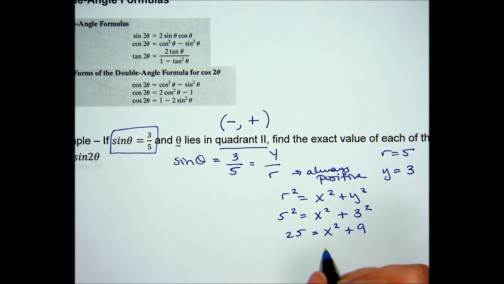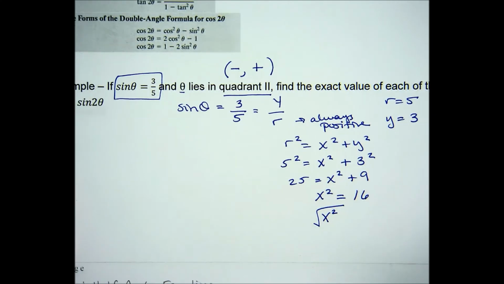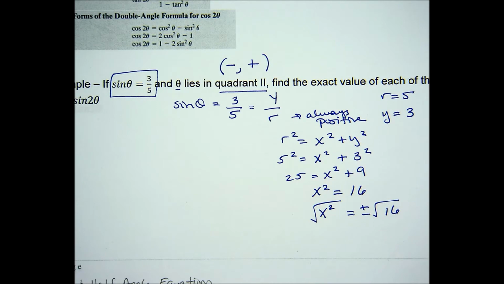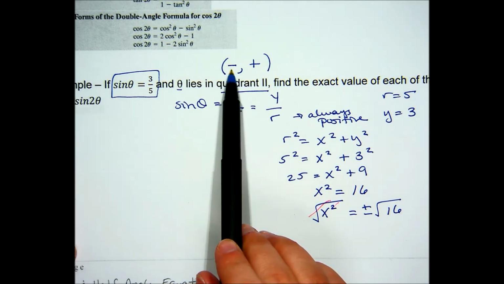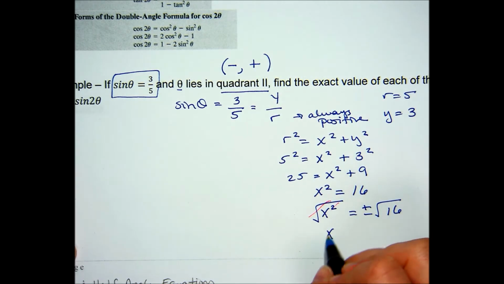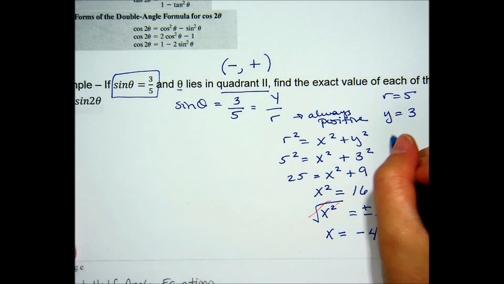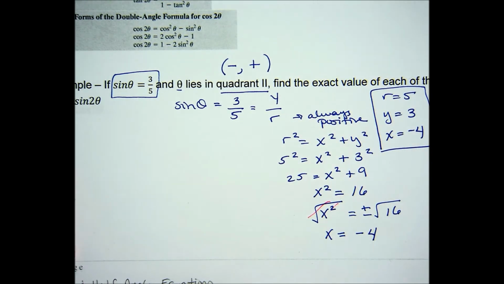Move your 9 over by subtracting. Now I want to know what is the value of x, not x squared, which does mean I have to take the square root. But when I take the square root, you have to draw the plus and the minus. So now here's the question, well, which one do I take? Remember we talked about that it's a quadrant 2 angle. The x values are negative, which means I'm going to say x is negative 4. Here we go. X is negative 4. So I have my r, I have my y, and I have my x.